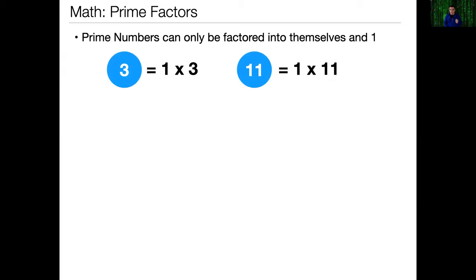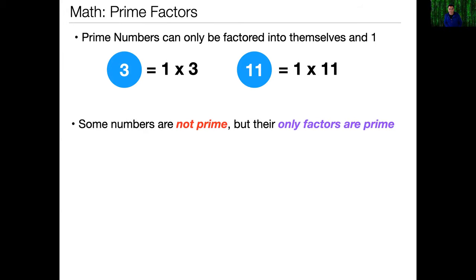Good examples of prime numbers are 3, where the only way to get 3 through multiplication is 1 times 3, and 11, where the only way to get 11 is 1 times 11. That's what we mean by prime numbers. Now, there are special numbers which can be factored. They're not prime, but when you do factor them, the only things they can be factored into are 2 prime numbers. An example of that is the number 21.